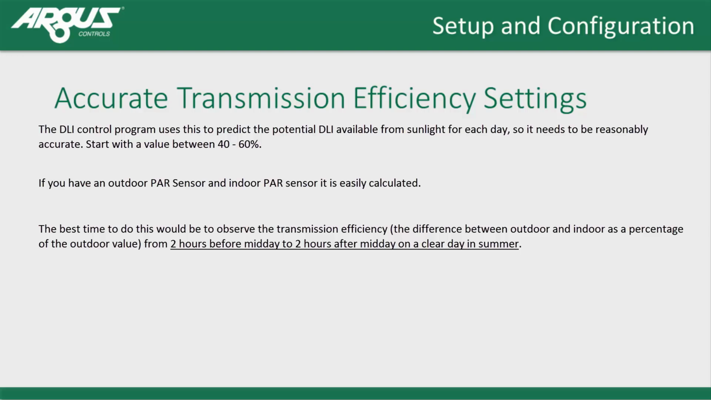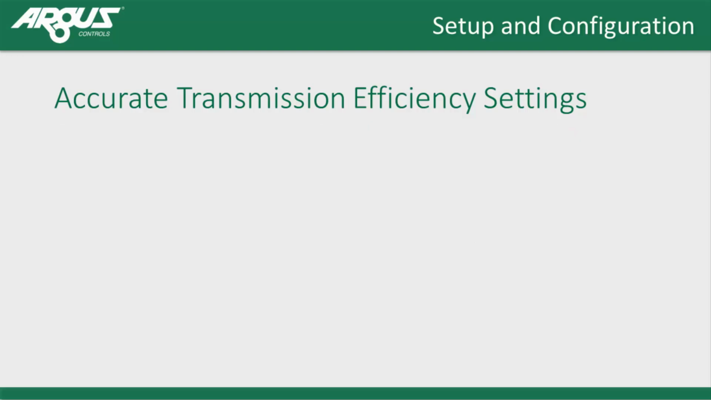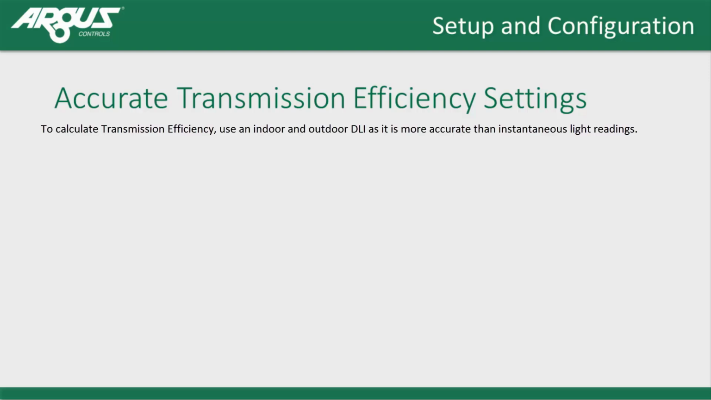The best time to do this would be to observe the transmission efficiency, or the difference between outdoor and indoor as a percentage of the outdoor value, from 2 hours before midday to 2 hours after midday on a clear day in summer. To calculate transmission efficiency, use an indoor and outdoor DLI as it's more accurate than instantaneous light readings.